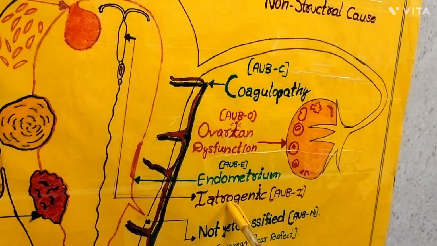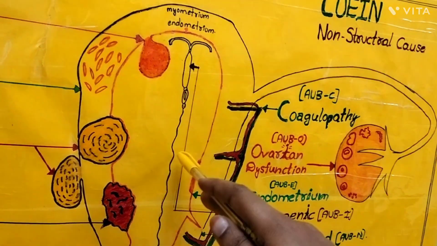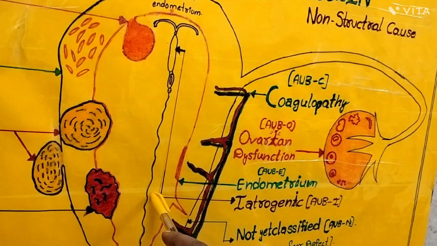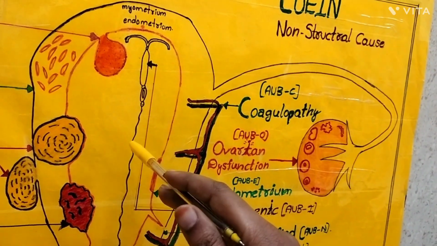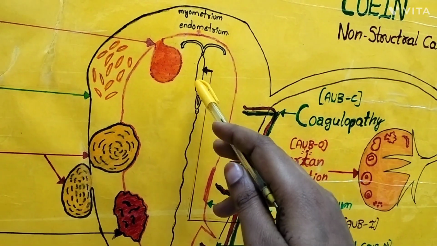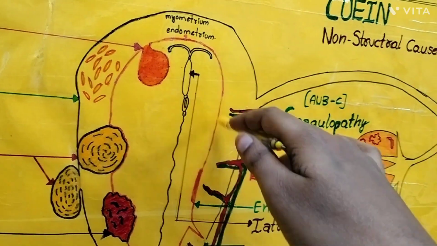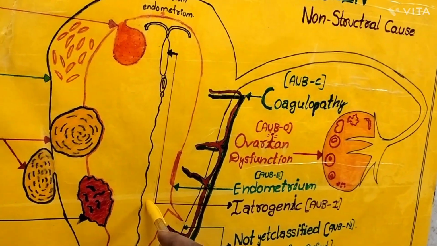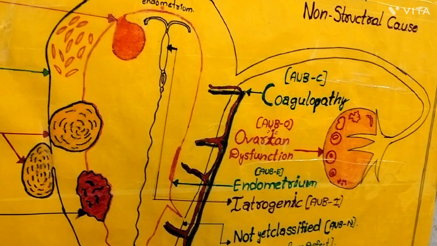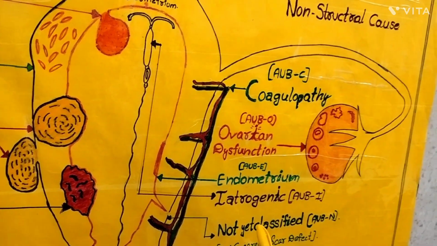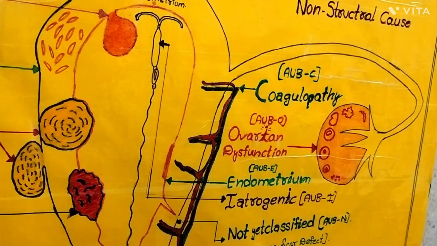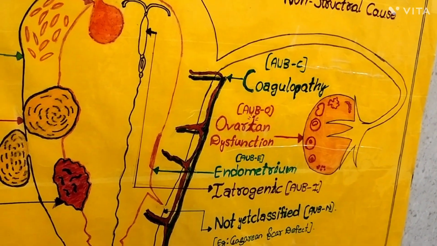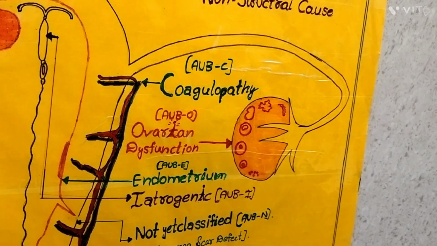For example, if we have placed a copper T inside the uterus, it can result in menstrual bleeding. If somebody has had a copper T insertion and is having heavy menstrual bleeding, then they should visit the doctor to rule out whether it is because of the copper T or if there is some problem with it. So you need to visit a doctor immediately.